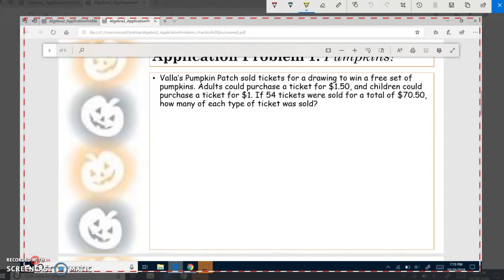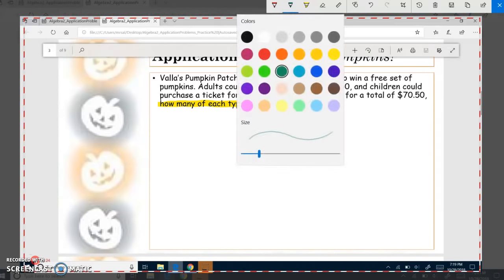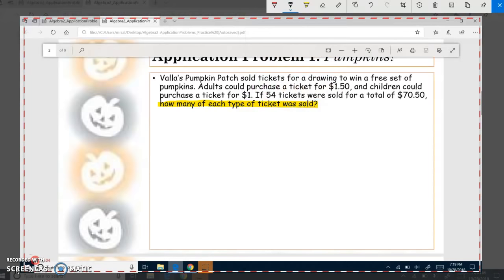Now, when you take a look at these kinds of problems, what you really want to focus on is this last sentence here. How many of each type of ticket was sold? So we're always going to be solving for two different things in our linear systems. So in this case, X is going to be one of those things, and Y is going to be the other thing that we don't know. So we're trying to figure out how many adult tickets were sold and how many child tickets were sold. It doesn't matter which one we call X and which one we call Y, as long as we know which one we're solving for.